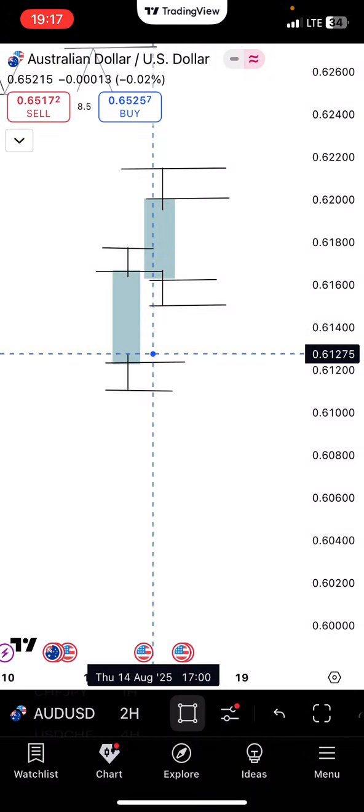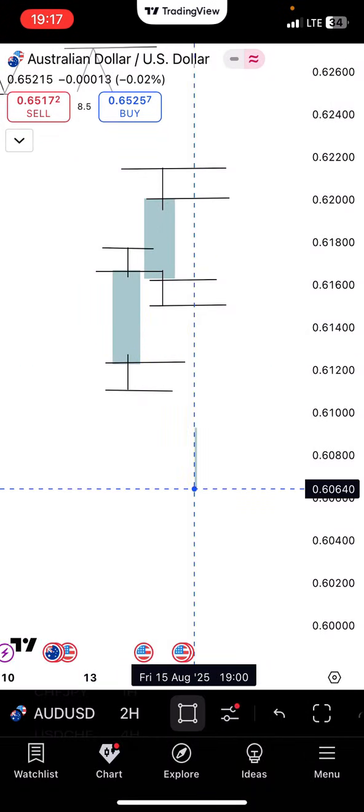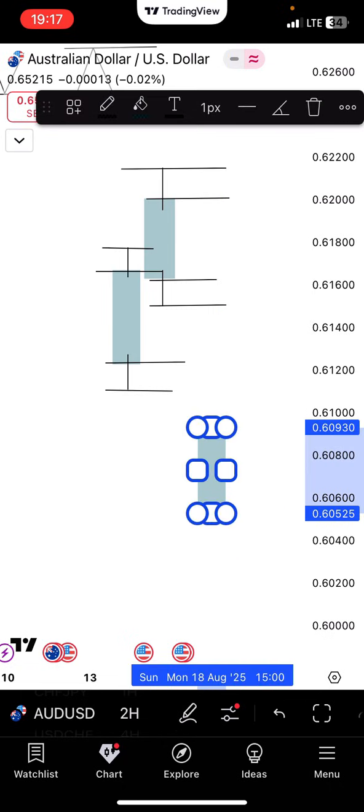Now, same thing with the bearish scenario. You feel me? So let's change this color to red.